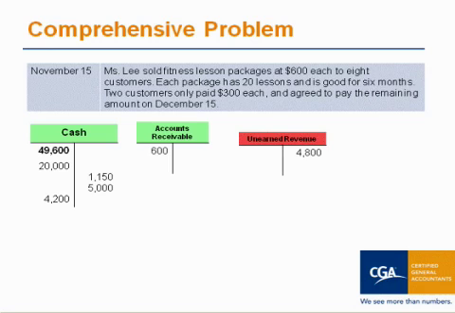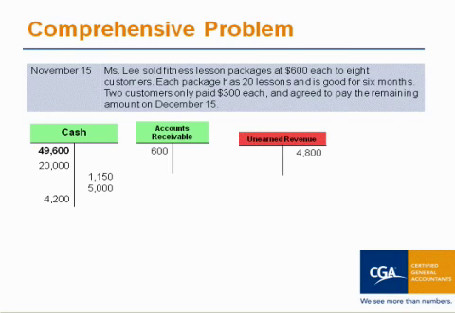On November 15th, Ms. Lee sold fitness lesson packages at $600 each to 8 customers. Each package has 20 lessons and is good for 6 months. 2 customers paid only $300 each, so they paid for half of the package and agreed to pay the remaining amount on December 15th. So what do we record here?